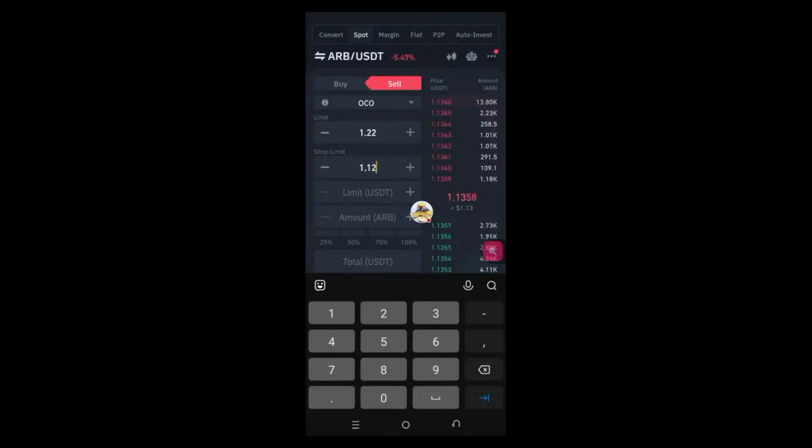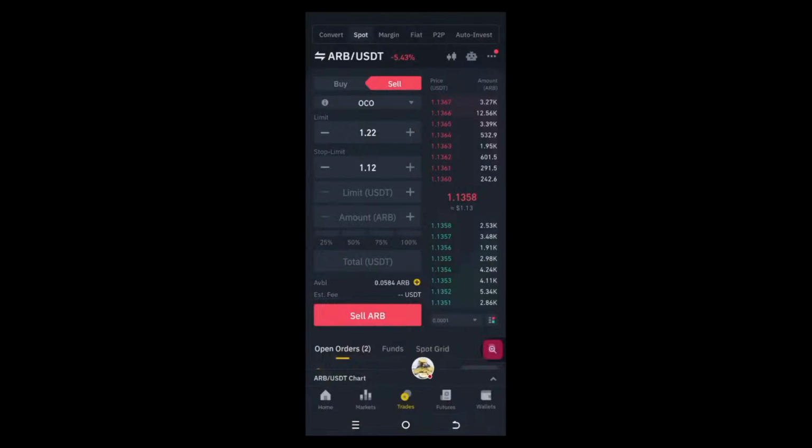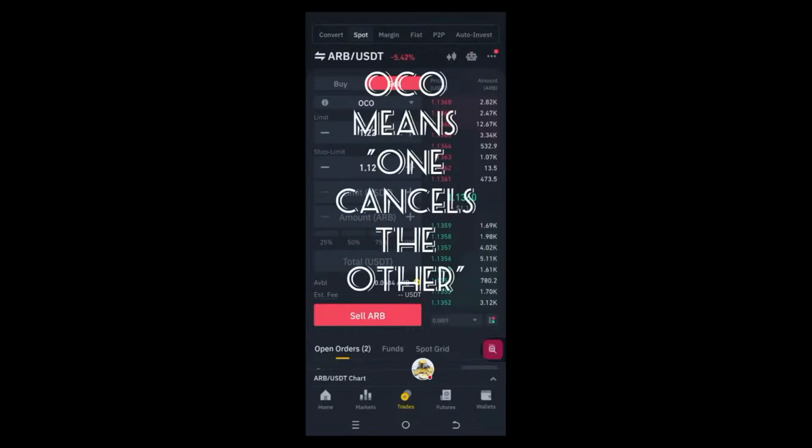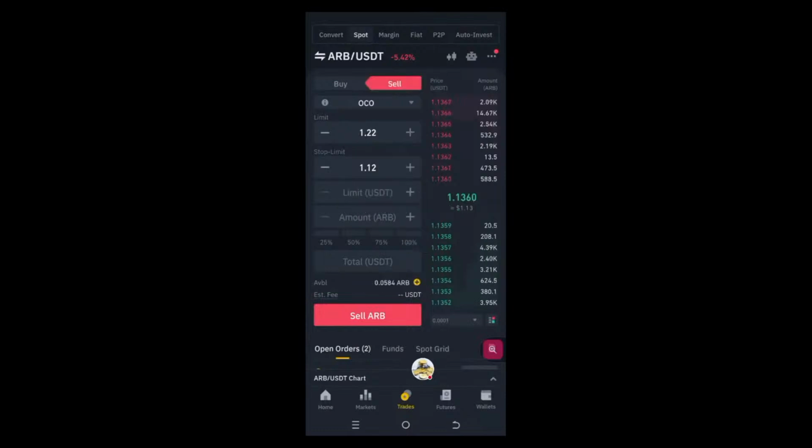So I'll be happy to lose a little portion of my money, because a lot of people are saying, why don't you just put stop loss? Why don't you just put the take profit? This is OCO. OCO means one cancels the other, right? One cancels the other. Try and understand that, right? So you're going to put all of this, your limit price and all of those things.